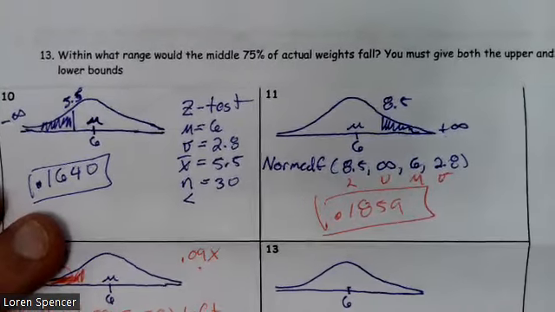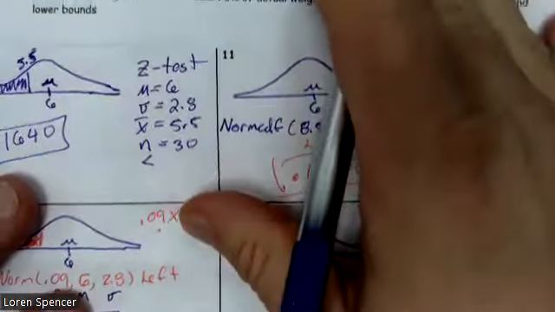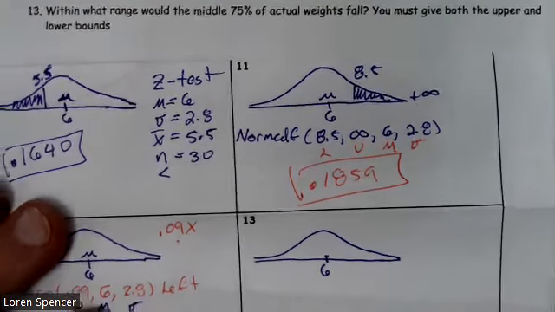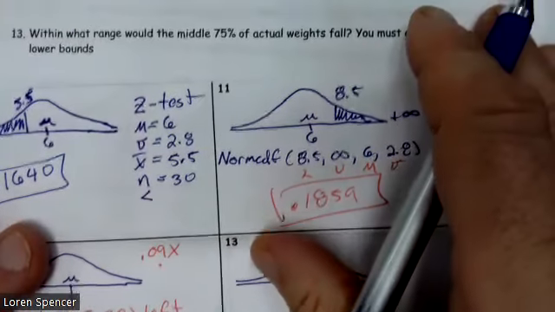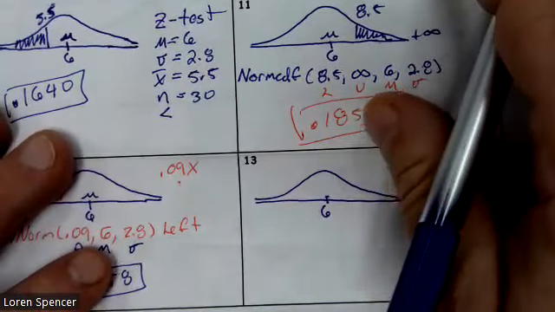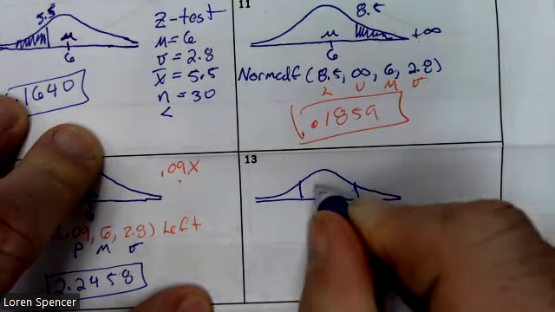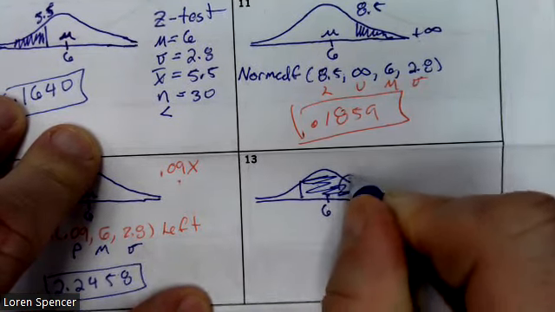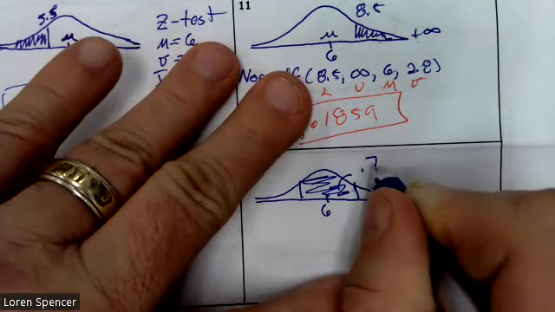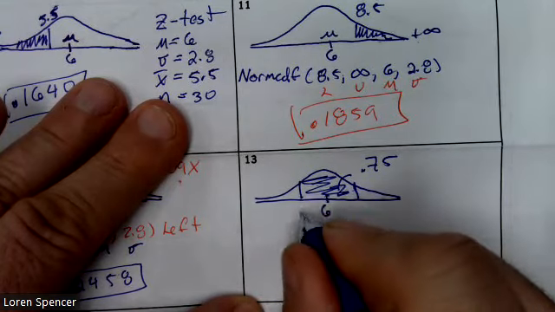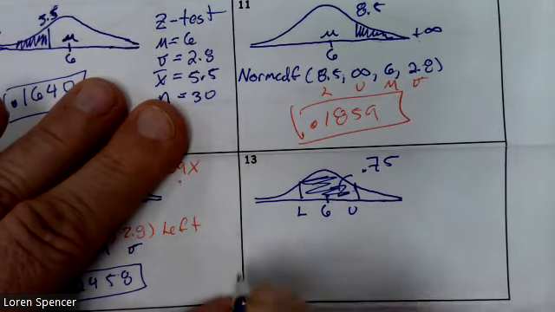Number 13, within what range would the middle 75% of actual weights fall? You must give both the upper and lower bounds. All right, within what range must the middle 75% fall? Well, we know the middle 75% is going to be here. Because I gave a percent, we know it's going to be inverse norm. And we're looking for this lower and this upper.